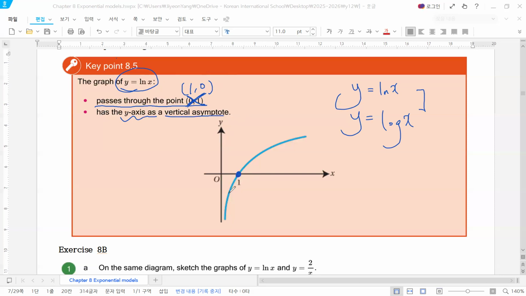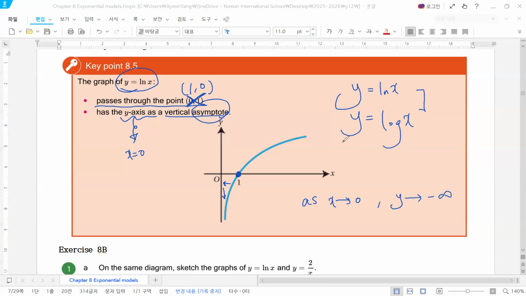Asymptote means when x goes very, very close to 0, the y goes to negative infinity. Can you see that? As x goes to 0, the y value goes to negative infinity. It means that this graph never touches the y-axis. Do you understand? That's why we call this line an asymptote. What is the equation of the y-axis? x equals 0 or y equals 0? Equation of the y-axis. x equals 0.